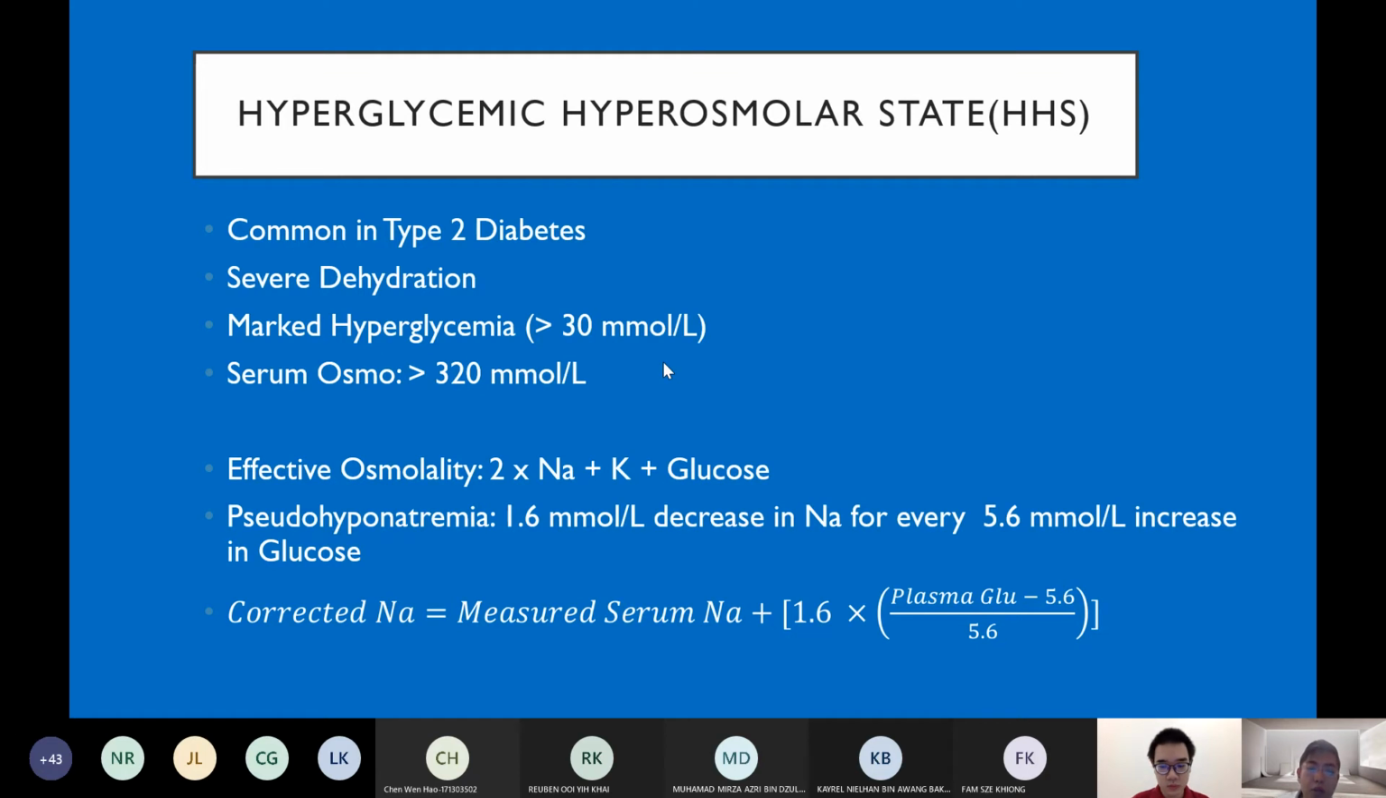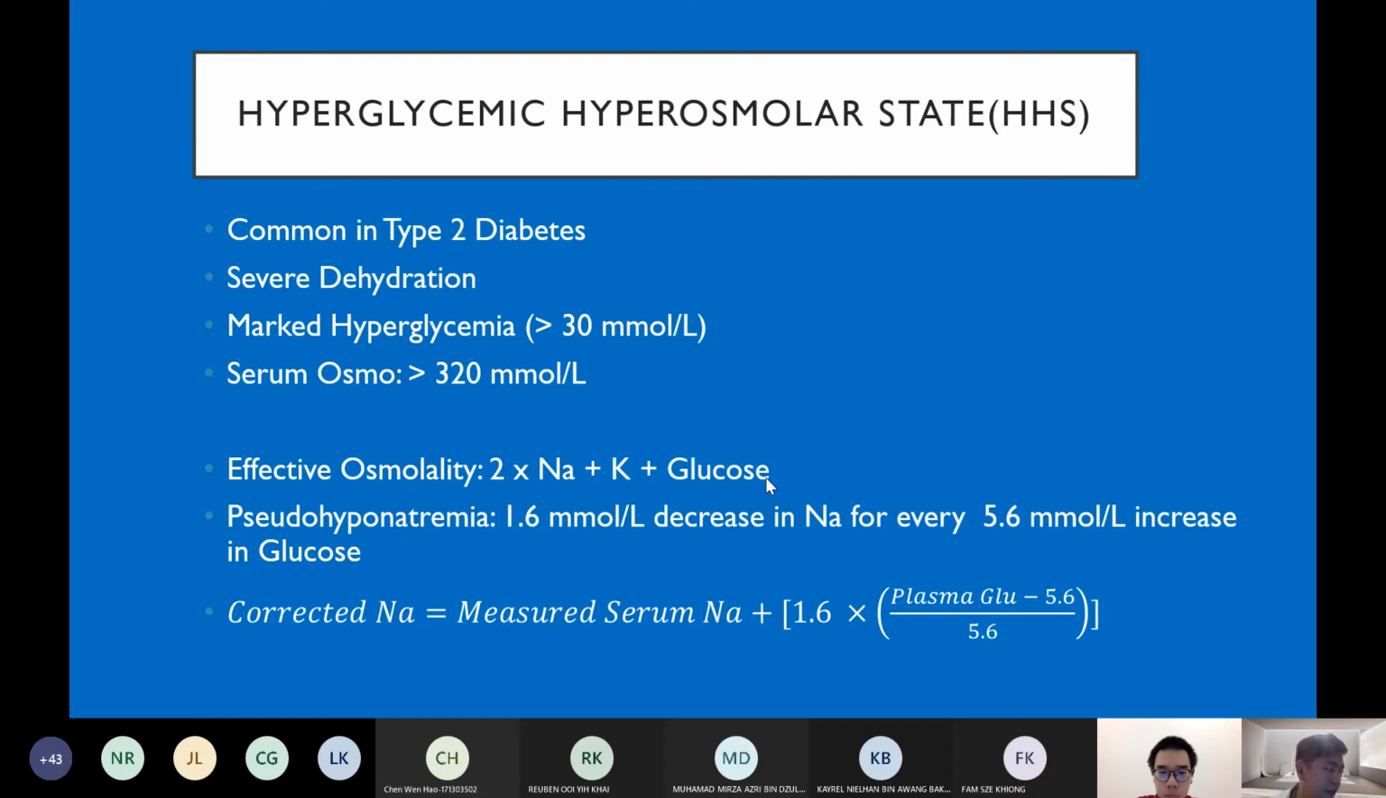So you take the measured blood glucose, 28 minus 5.6, and then you divide by 5.6. 28 minus 5.6 is around 22, divided by 5.6 is around 4, so 4 times 1.6 is around 5. So it is 128 plus that 5, and you get a ballpark of around 134, 135 for his sodium, so you know that his true sodium isn't actually that low.